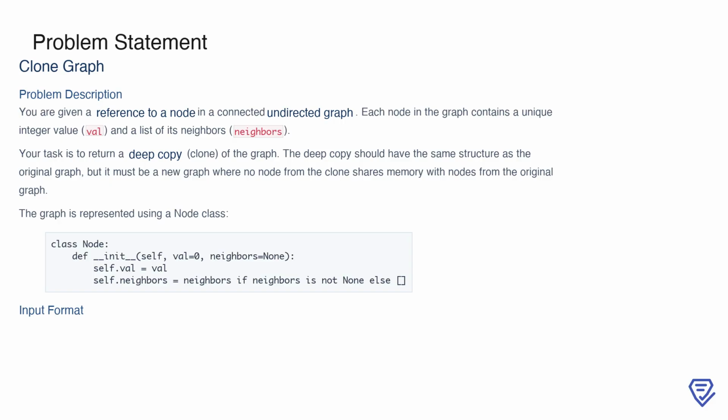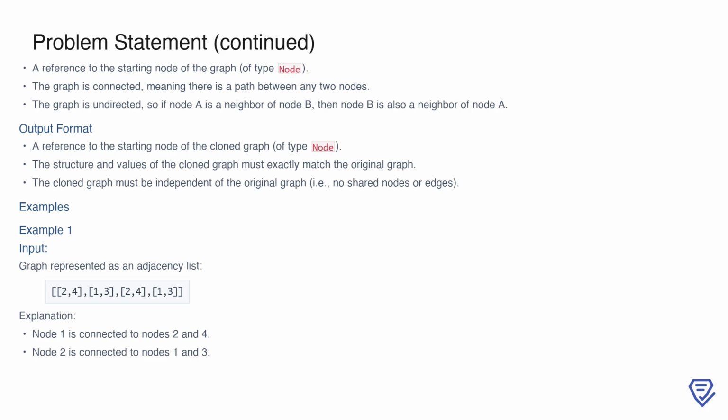the original graph. To represent the graph, we use a Node class, which has a constructor that initializes the val of the node and its neighbors. If a node doesn't have neighbors, the neighbors list defaults to being empty. The input to the problem consists of a reference to the starting node of the graph, which is of type Node. It's important to note that the graph is connected, meaning there is a path between any two nodes. Additionally, the graph is undirected, so if a connection exists between two nodes, for instance, if node A is a neighbor of node B, then node B is also a neighbor of node A.